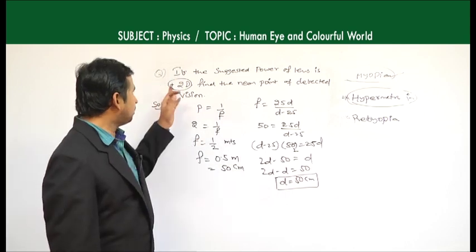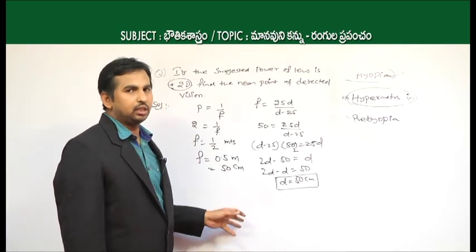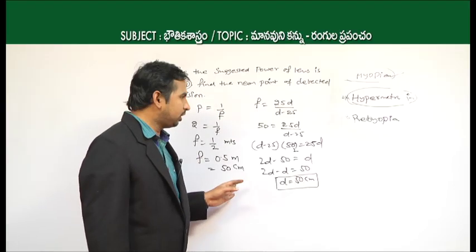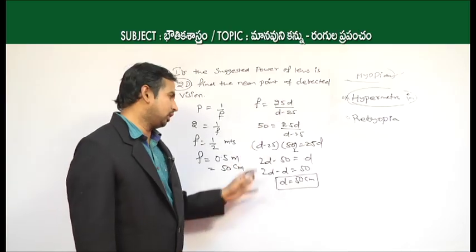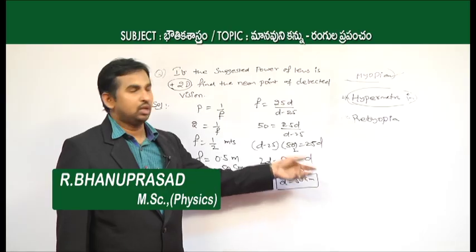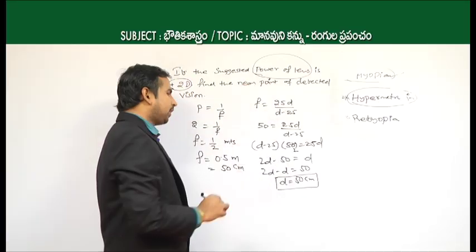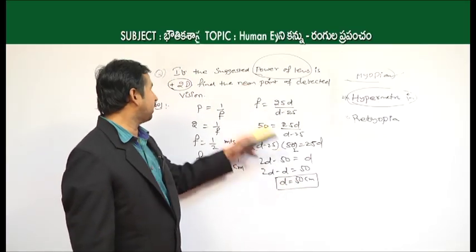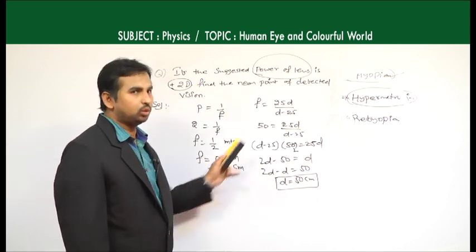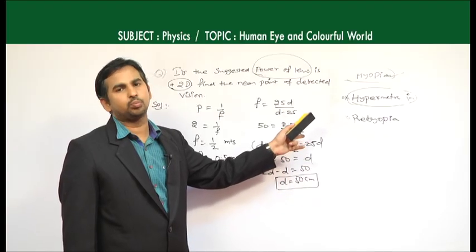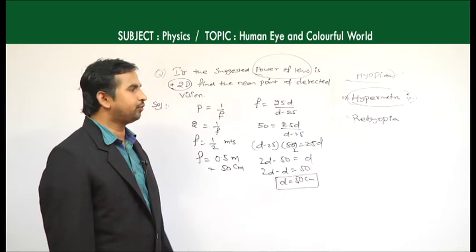So, the power of the lens is given as 2D, and the focal length here is 50 centimeters. If you are using a suggested focal length of 50 centimeters, then the near point for that defective vision is around 50 centimeters. Like this, in the problem, if you know the power of the lens they are using, then we can find their near point, and in the same way, depending on the sign convention, we can find which type of lens they are using. As we got here, positive represents a convex lens, and that convex lens we use for correction of hypermetropia.